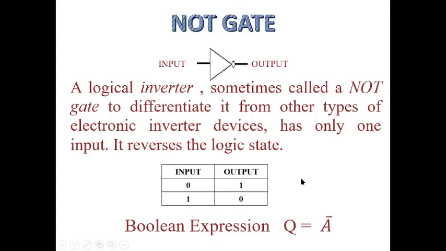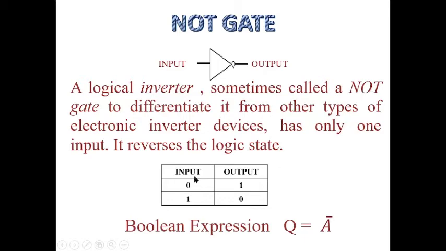Take the next one, which is our NOT gate. You can see the symbol of the NOT gate. Apart from this, it is only this gate that has only one input. All the other gates have a minimum of two inputs, but this particular gate has only one input and one output. It is called an inverter, but to differentiate it from other types of electronic inverter devices, it is sometimes called a NOT gate. So preferably we'll be calling it a NOT gate.